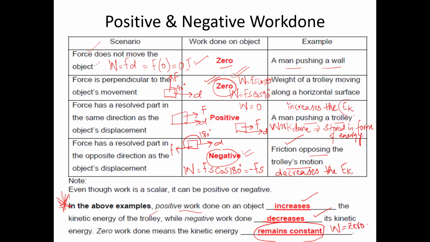And what is kinetic energy? Kinetic energy is the energy of a body possessed due to its motion. So as the speed increases, or if any object moves from rest to a motion, its kinetic energy increases.